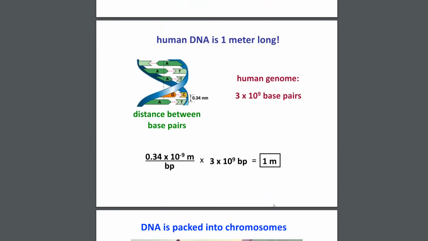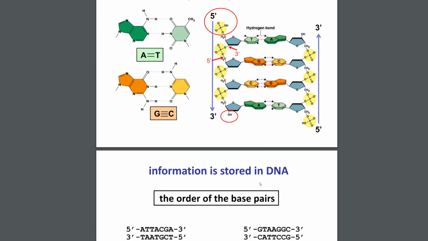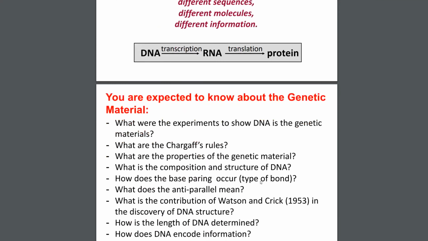All right, and we should note that human DNA is really, really long. Our whole genome is 3 times 10 to the 9th base pairs, which is an insane number of base pairs. All right, so let us keep going.